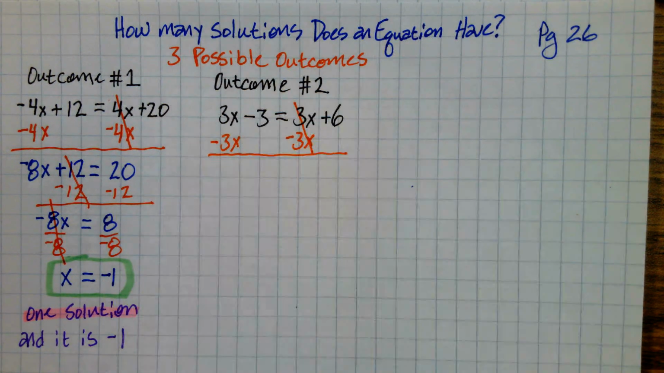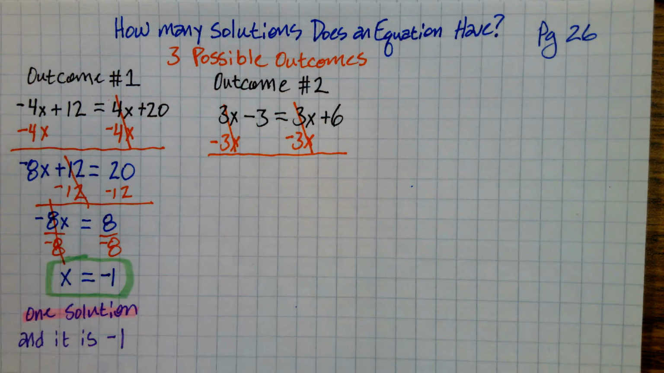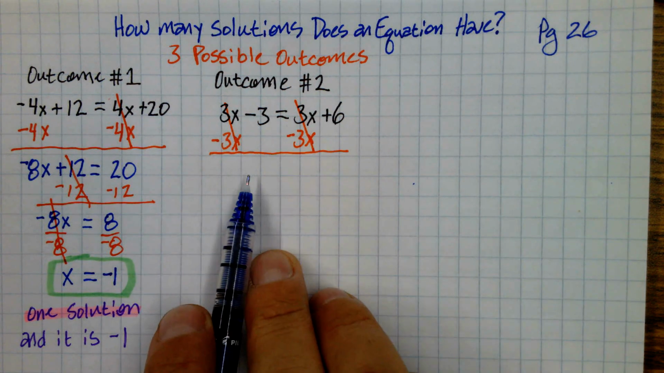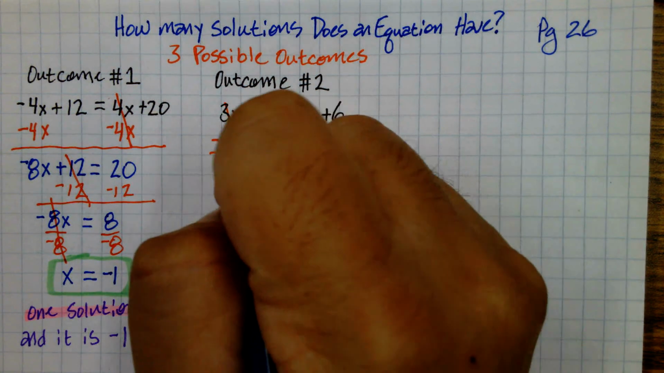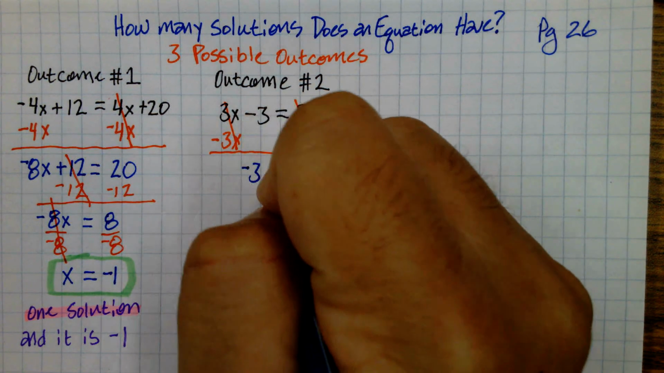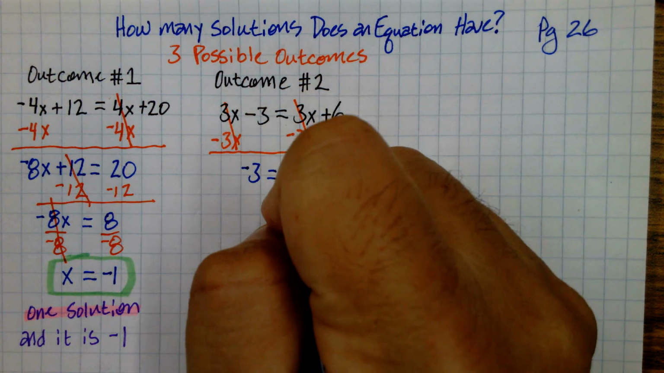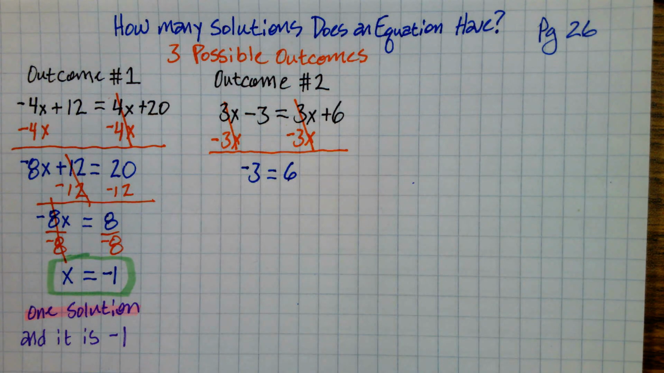Yes, it will cancel here. It makes 0. It cancels. But it also cancels here. And we end up with this. On the left side, what do we have? We have negative 3. On the right side, we have 6. We end up with this. Negative 3 equals 6.